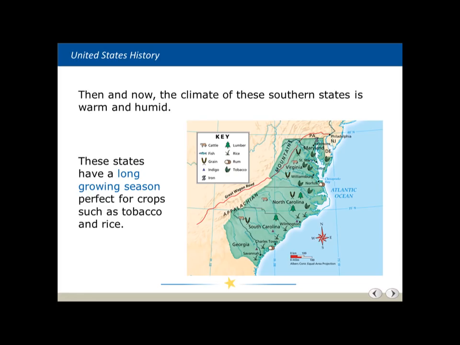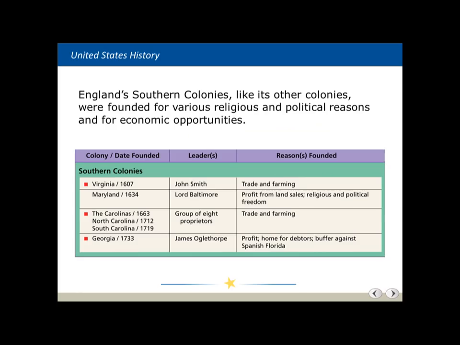This is very unlike New England, in which the summers were cool, the soil was rocky, it wasn't conducive for great farming. England's southern colonies, like its other colonies, were founded for various religious and political reasons, some for economic opportunities. So if you look at the chart here, we see that Jamestown was founded, John Smith, an early leader, again, for trade and farming. This is from the Virginia Company of London. Again, this was a joint stock company designed to make a profit.